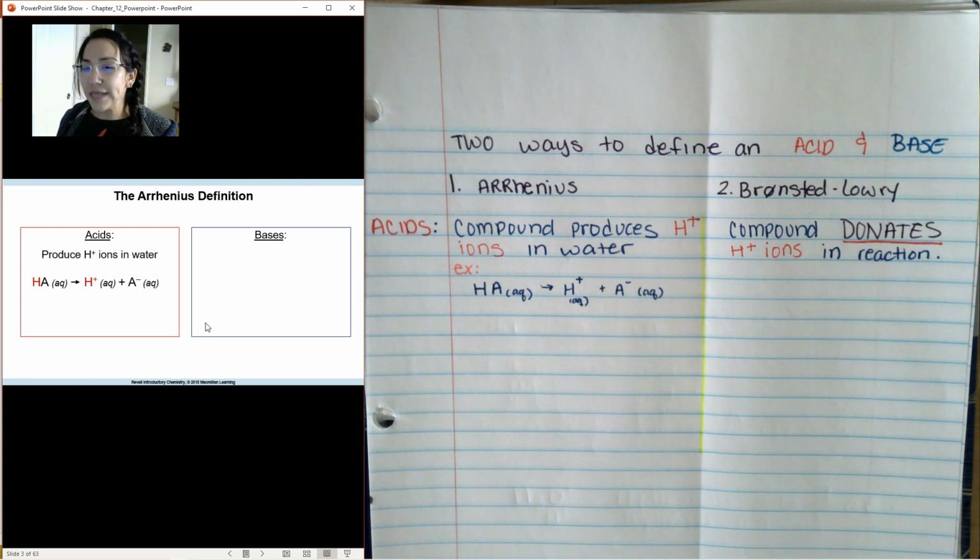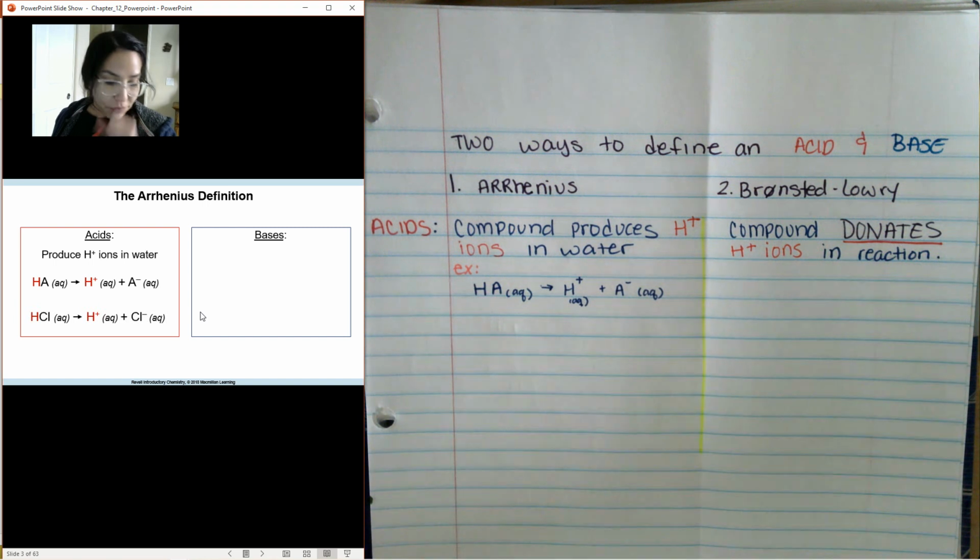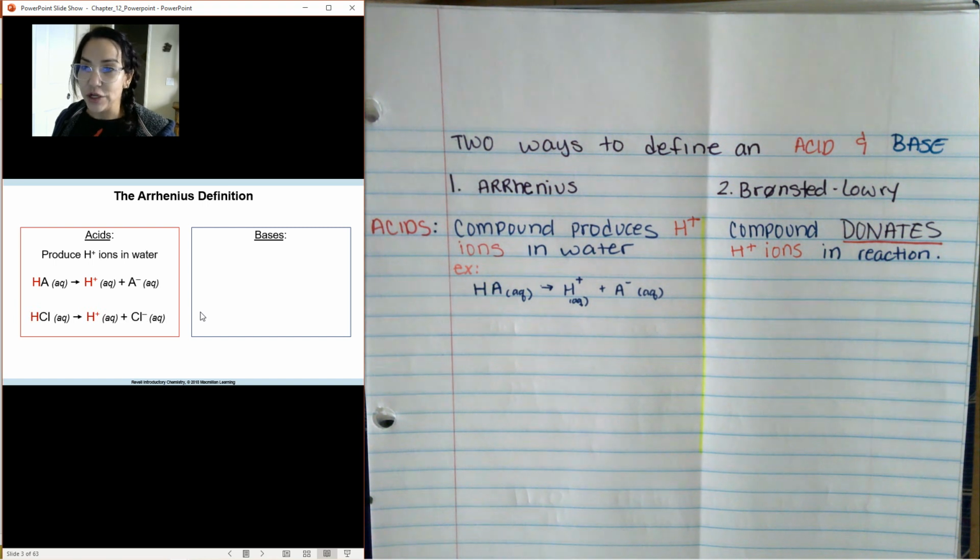Okay. So an example, if we have HA, where A stands for the rest of the acid, that is going to dissociate and give us hydrogen ions and whatever it was combined with. It could be chlorine, sulfur, nitrogen, bromine, iodine. Any one of those would produce an acid. If we recall, an acid basically has the hydrogen in front of it, and that's how we identify that we have an acid. The example that they used here was with hydrochloric acid.